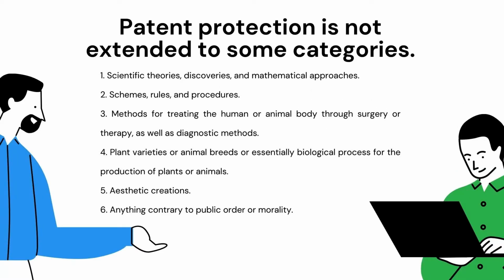1. Scientific theories, discoveries, and mathematical approaches. 2. Schemes, rules, and procedures. 3. Methods for treating the human or animal body through surgery or therapy, as well as diagnostic methods. 4. Plant varieties or animal breeds, or essentially biological processes for the production of plants or animals. 5. Aesthetic creations. 6. Anything contrary to public order or morality.